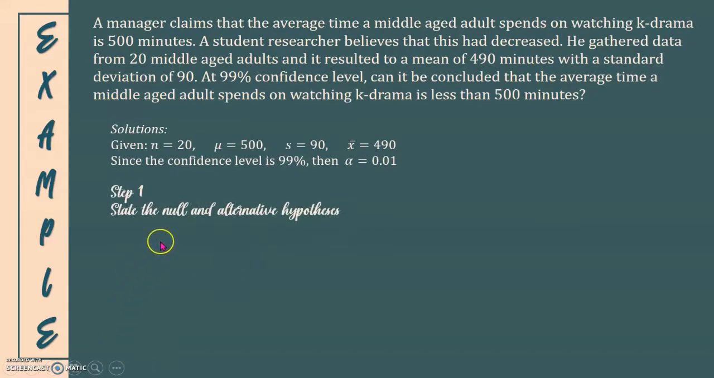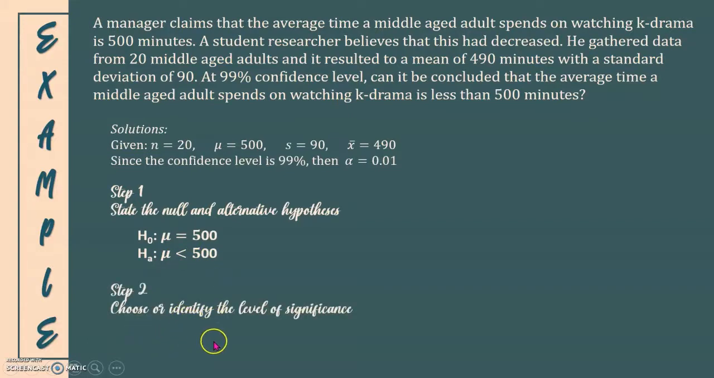So step 1, state the null and alternative hypothesis. Take note that our null hypothesis is that the mean is equal to the claimed value, which is 500. And since we are asked, can it be concluded that the average time a middle-aged adult spends on watching K-drama is less than 500 minutes, so we have less than here. So our alternative hypothesis should be expressed as the population mean is less than 500. Step 2, identify the level of significance, which we have already done. So that's alpha is equal to 0.01.